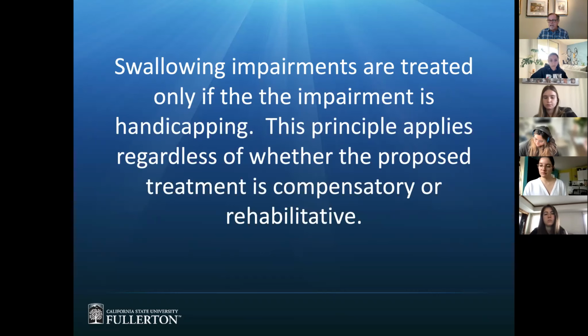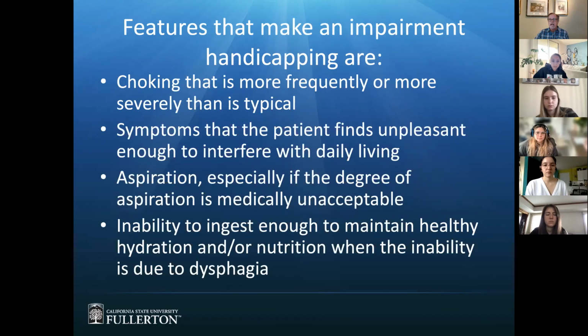We would not treat that. We wouldn't change their diet. We wouldn't have them double swallow. We wouldn't do therapy. We wouldn't do anything, because it's a non-handicapping problem. Does that make sense so far? Yeah, and so we're going to focus always on handicapping problems. And here are the features that make any one impairment handicapping.